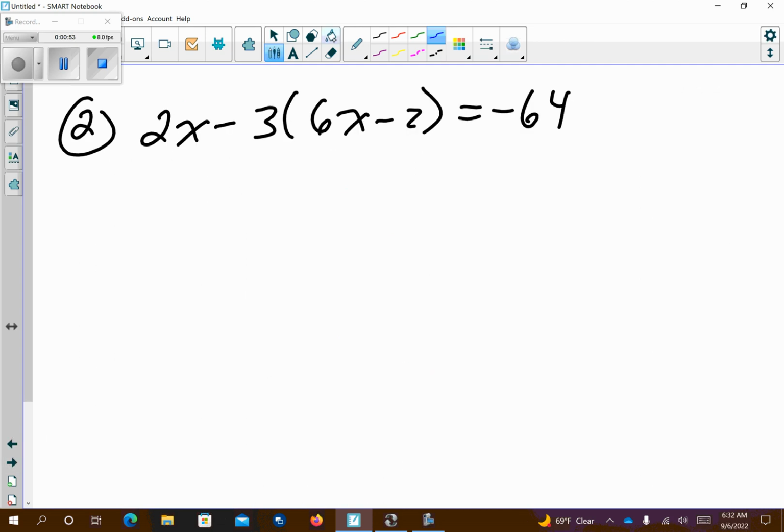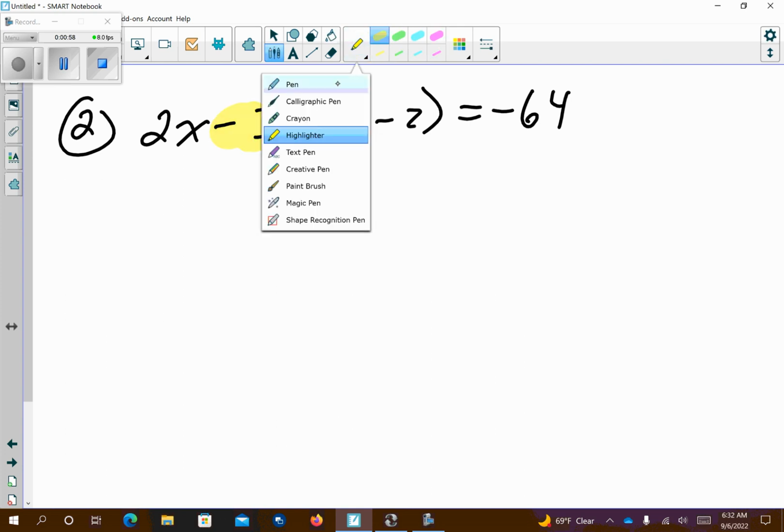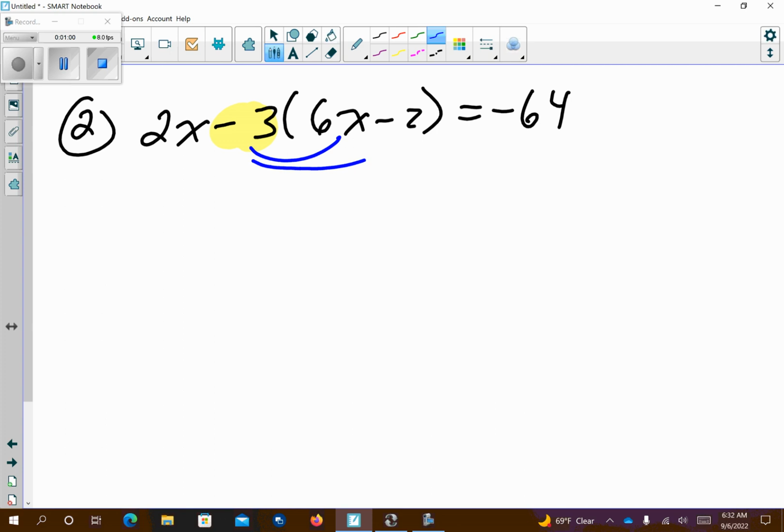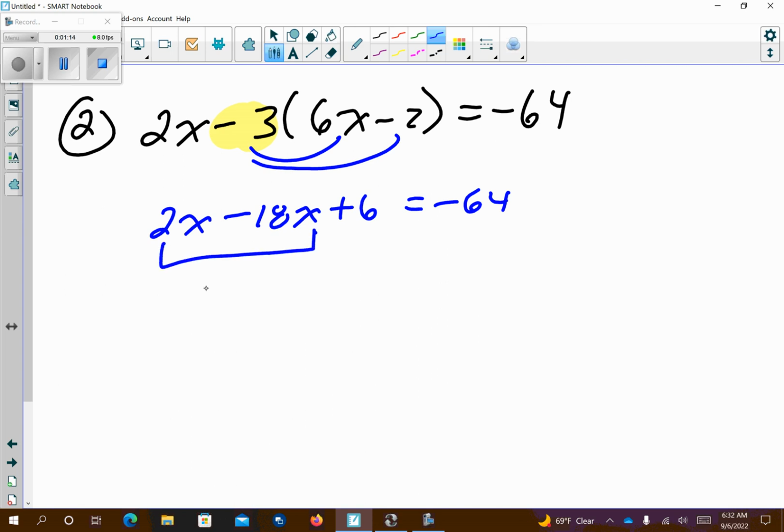Problem number 2. The big step on this one is recognizing you have a negative you want to distribute over the parentheses. Do not combine 2x minus 3 together. So 2x comes down for the ride. Negative 3 times 6x is negative 18x. Negative 3 times negative 2 is positive 6. We get negative 64. These are like terms, so we're going to combine those together.